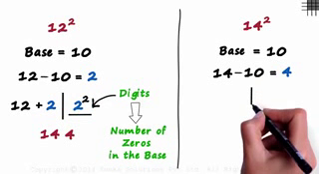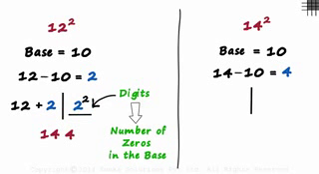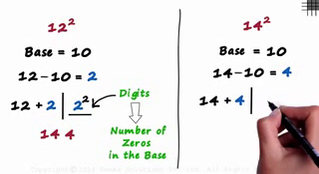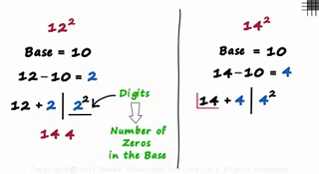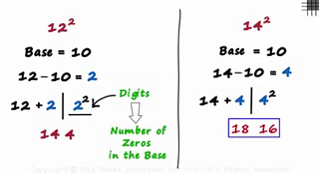After this, we make a partition. On the left, we write the sum of the number and the difference. That will be 14 plus 4. And on the right, we square the difference. So we write 4 squared. 14 plus 4 is 18 and 4 squared is 16. So the answer is 1816.